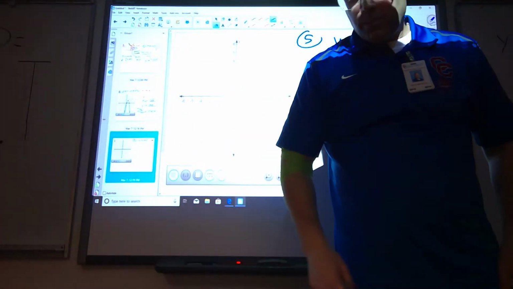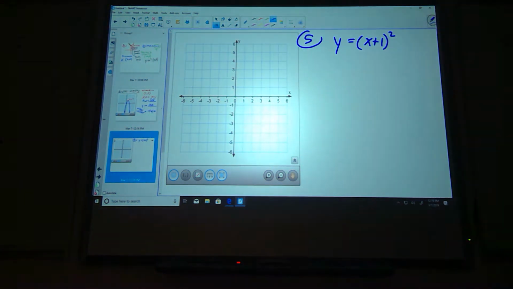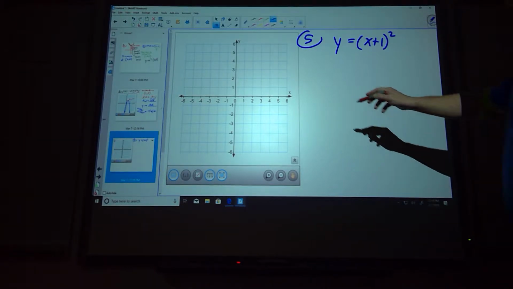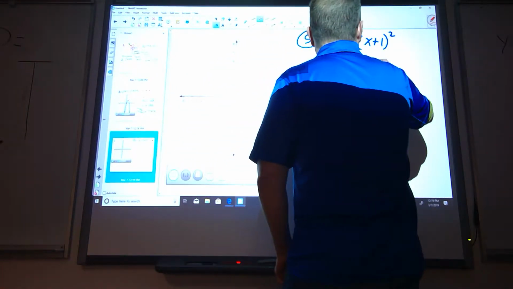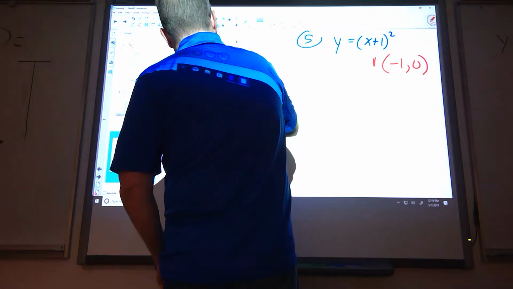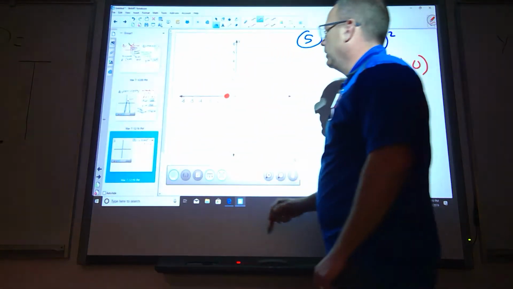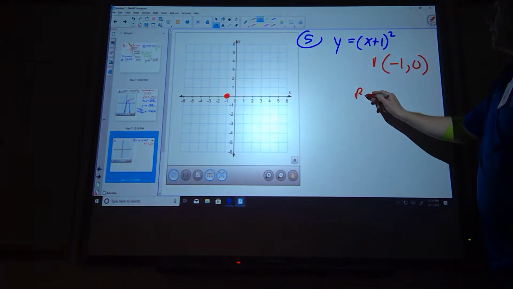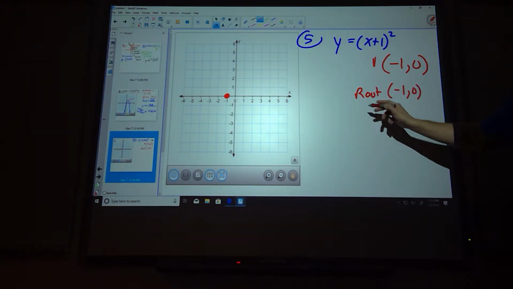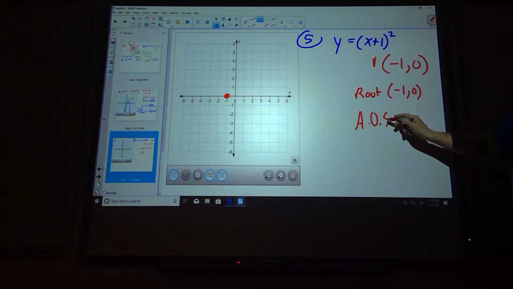Okay. So, little trick on this one. It's in vertex form, and it's also in factored form. How's that? Well, let's explore this. If it's in vertex form, that means my vertex has to be -1, 0, which is right there. That is also my root. I have a singleton root. Okay? My axis of symmetry is x equals -1.